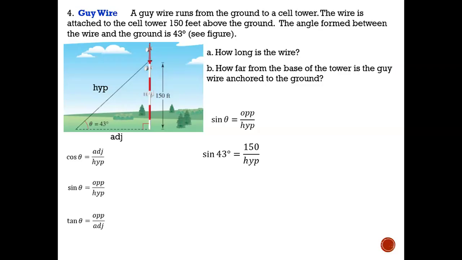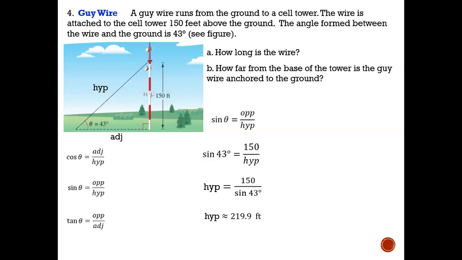Sine of 43 degrees is equal to 150 over the hypotenuse. Again, the hypotenuse is what I'm trying to solve for. So let me go ahead and solve for hypotenuse. So hypotenuse is equal to 150 divided by sine of 43. When I plug that into my calculator, I roughly get an approximation of 219.9 feet.